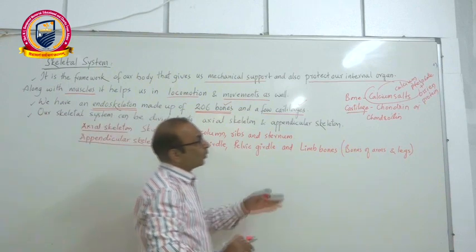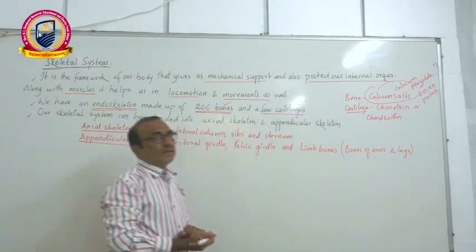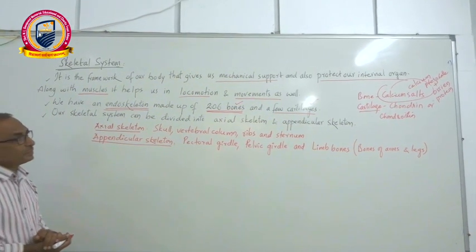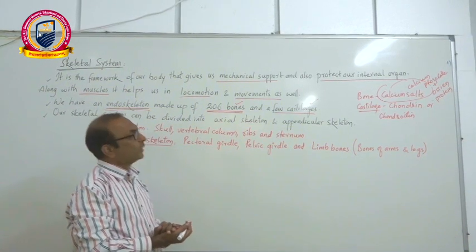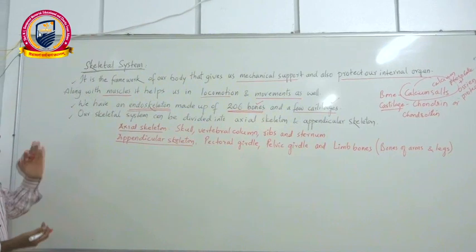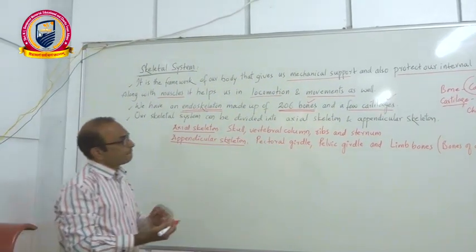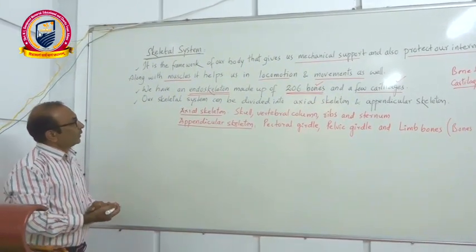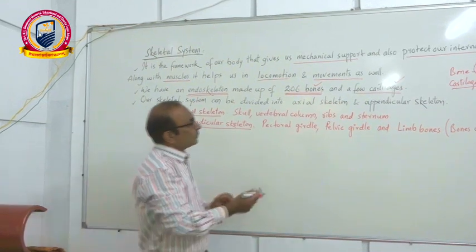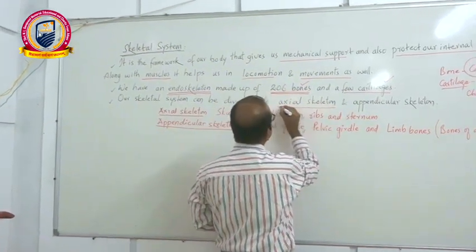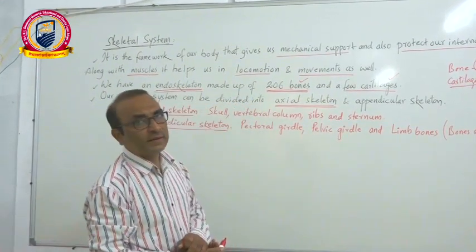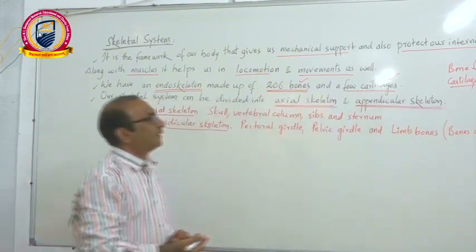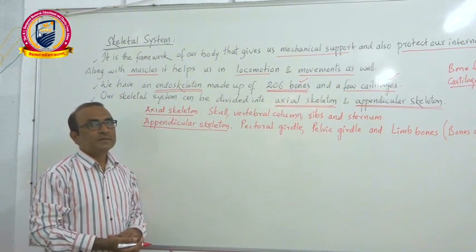Of course, the detailed structure of bone and cartilage you have studied in the topic structural organization, where you studied the different types of tissues. Now we are taking up the skeletal system. Let us take up the other important information for this topic. Our skeletal system can be divided into two parts: the axial skeleton and the appendicular skeleton.